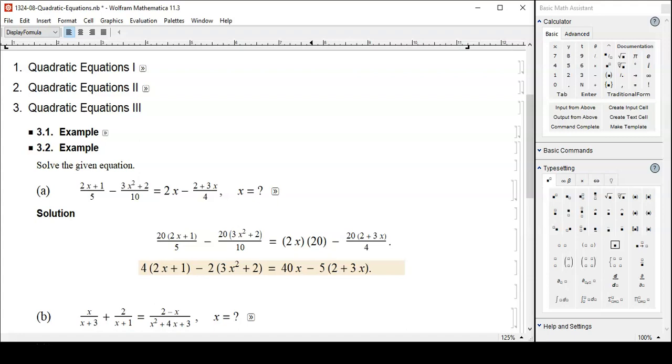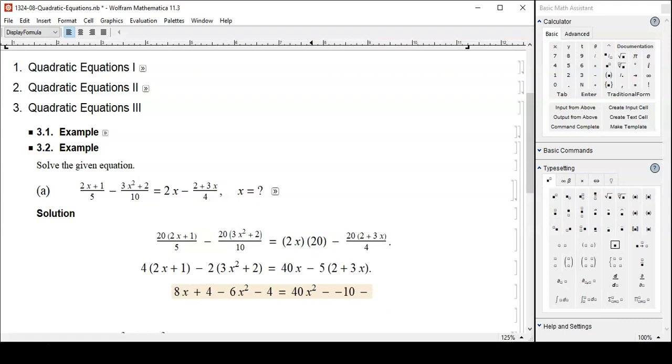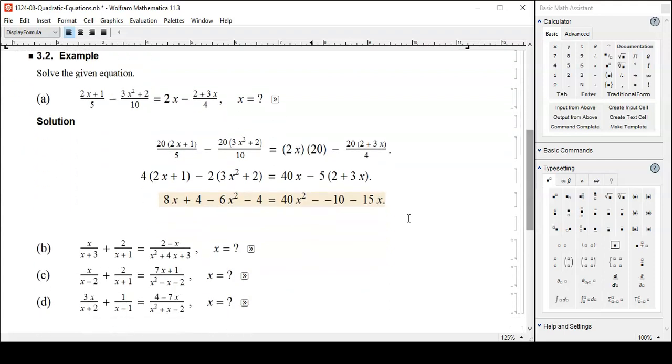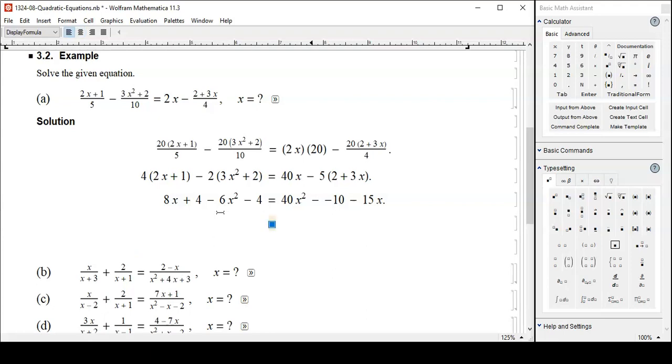Okay, no more denominators, so let's go to step 2. Break up the parentheses. First parenthesis, 8x plus 4, and then distribute negative 2. So negative 6x squared minus 4. Did I do this right? Distribute negative 5, negative 10 minus 15x. Remember, we have some negatives flying around, so distribute negative 2, distribute negative 5, so we need some sign changes there. Okay, let's take some like terms together.